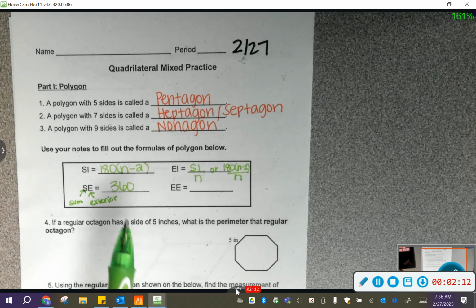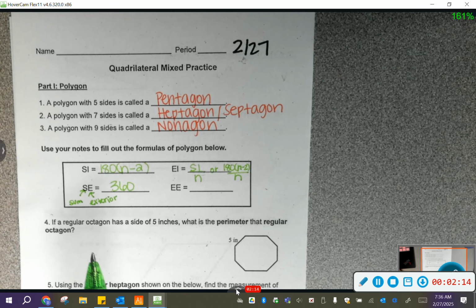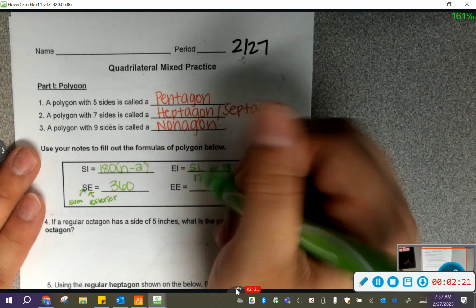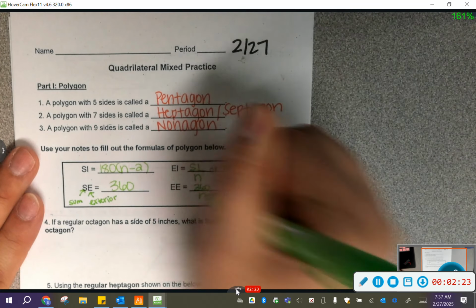These formulas will be given to you, but just as a reminder, you might have to flip back and forth because they're going to be on the front page. And then last but not least, what's EE? 360 over n.